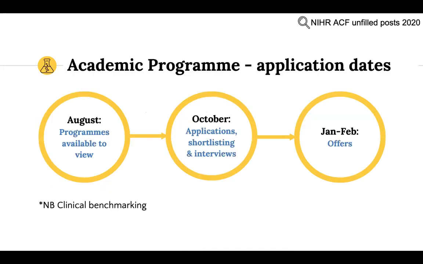Okay, so we basically talked about this. In August, you'll be able to view the programs. In October, you can apply, and then from then, shortlisting occurs and interviews. And then finally, January and February, you will receive offers, with interviews generally being at the end of February to March.